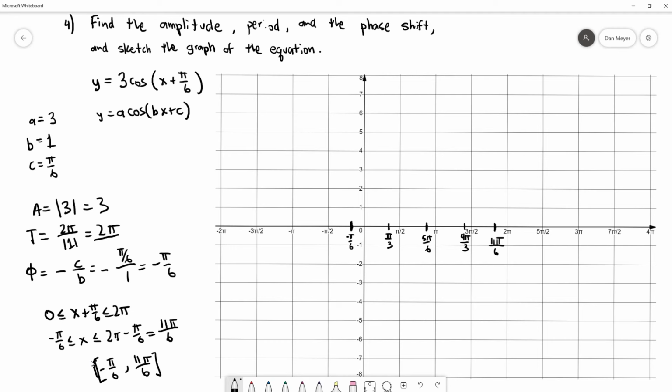And then, let's see, now we're going to go ahead and take into account that my cosine graph starts at 1, but I have an amplitude of 3. So this cosine graph is going to start off at 3, and then go down to 0, and then down to negative 3, again, at these quarter period marks, back up to 0, and then up to 3, and then there's one good cycle of the graph of this function.